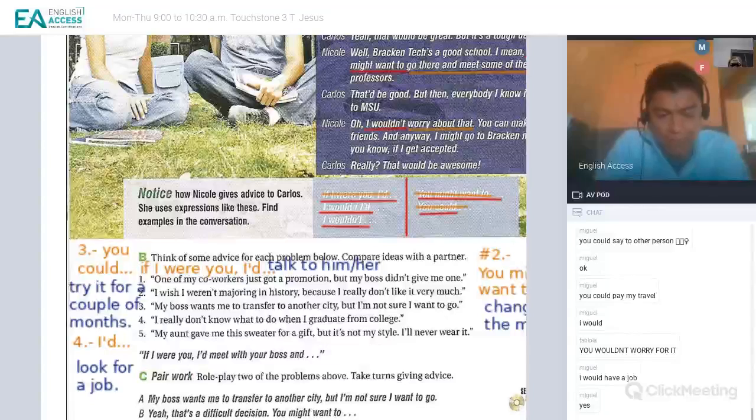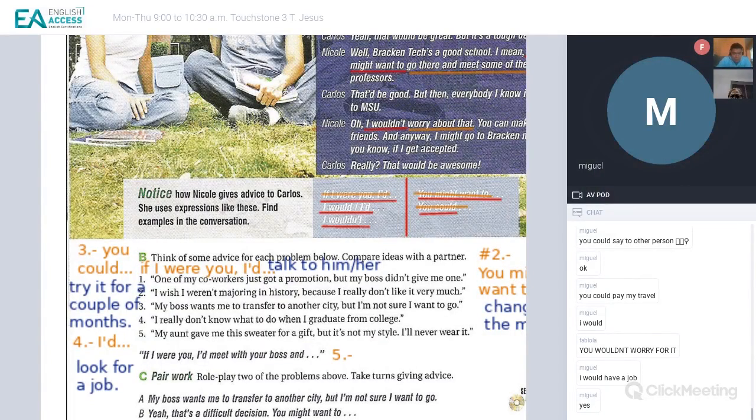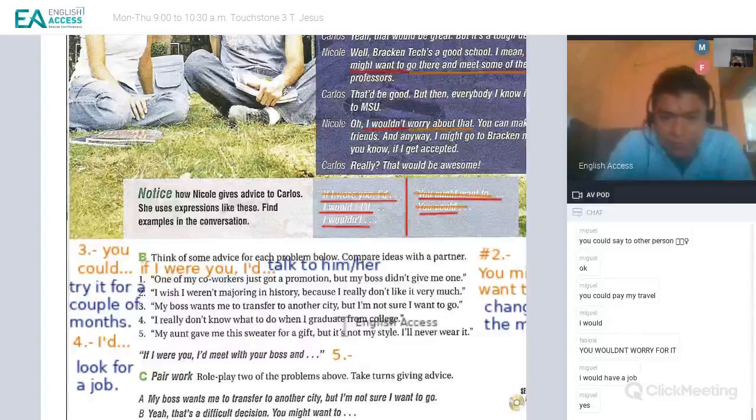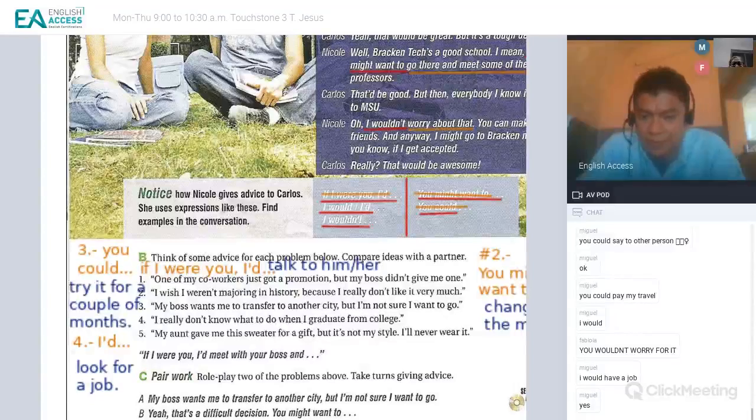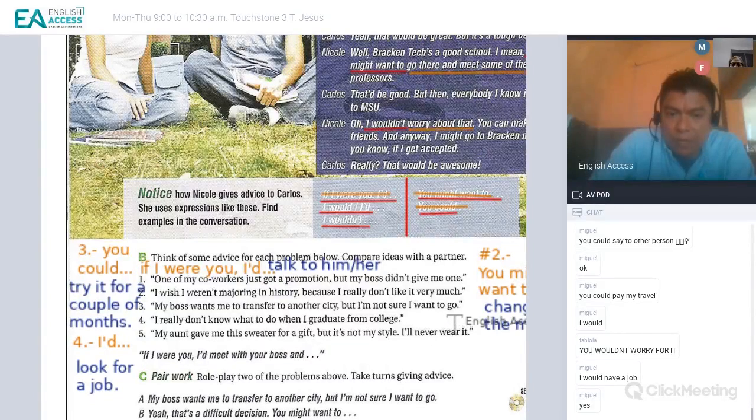Okay, let's go. Number 5. My aunt gave me this sweater for a gift, but it's not my style. So this person doesn't like the sweater. It's an ugly sweater. So this person says, I'll never wear it. So let's see. We already used I. So the last one we have is I wouldn't. Okay, so let's use I wouldn't for number 5.